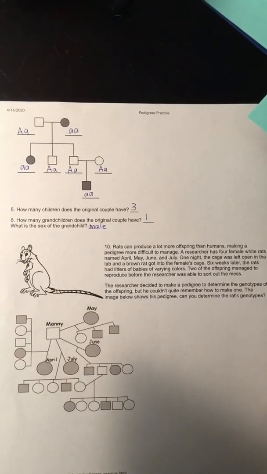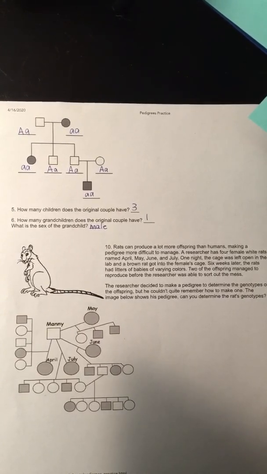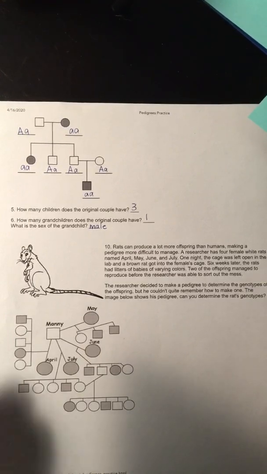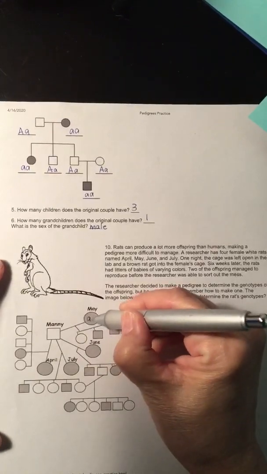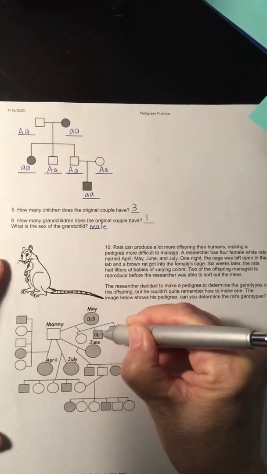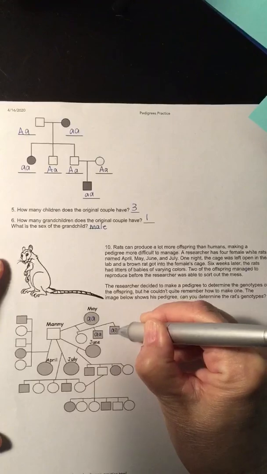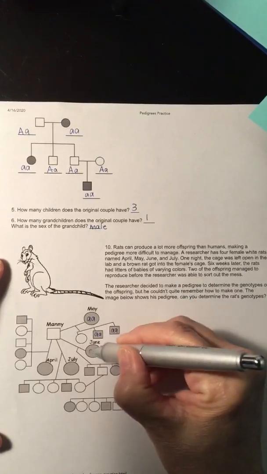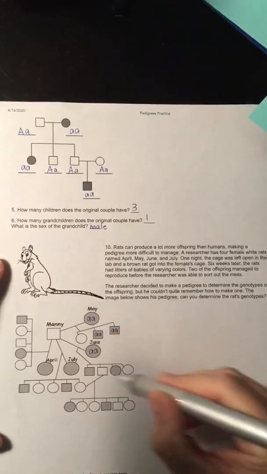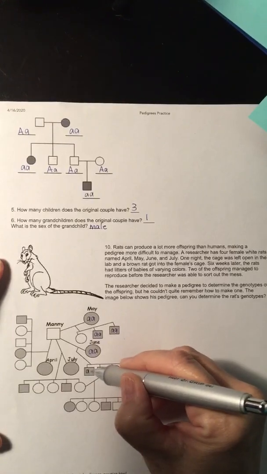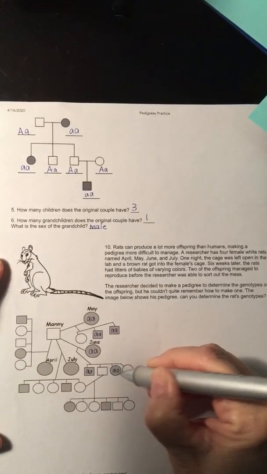What we're going to do is write the genotypes on top of the rats, okay? And we're going to do the ones that we know are easy peasy first. Let's do all the shaded ones. They're all going to be little a, little a. So May is little a, little a. June is little a, little a. We know that because she's white. These kids are little a, little a.